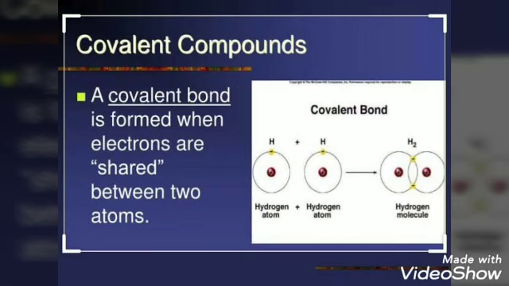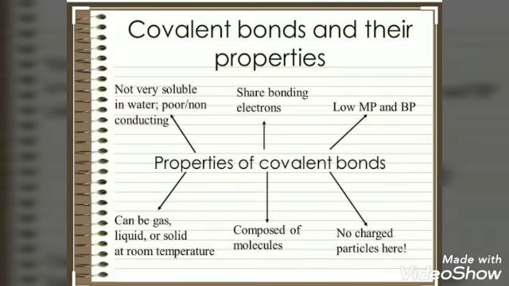So now we can say that the compounds containing covalent bonds are known as covalent compounds, which are formed by the sharing of electrons between atoms. The covalent compounds are made up of molecules, so they are also known as molecular compounds. Let us now discuss some important properties of covalent compounds.